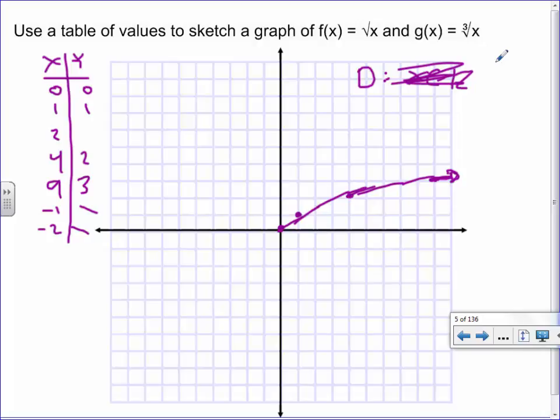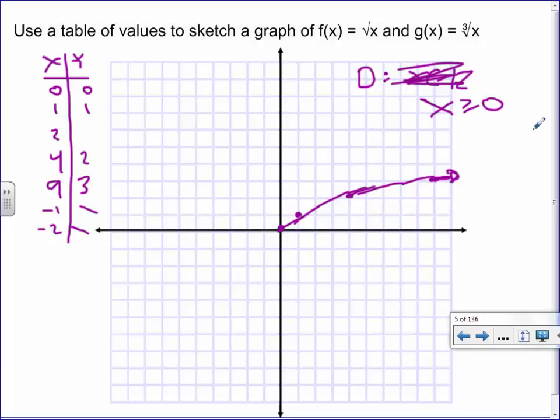Anything negative doesn't work. So anyone want to take a stab at what the domain of this would be? Fantastic. Good job. Yep. x is greater than or equal to 0. So this is the first time that we have a restricted domain. Usually when you have a restricted domain, you also have a somewhat restricted range as well. This feels so silly, it's going to take a while to get used to.